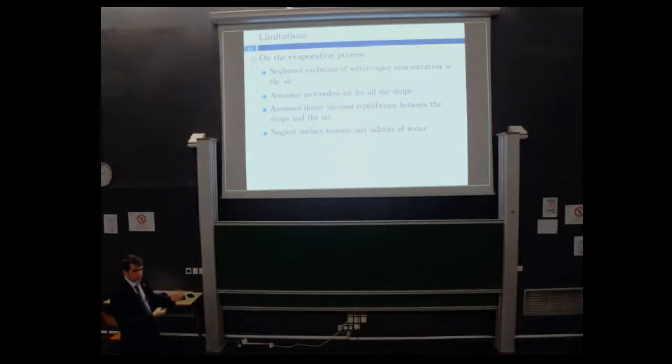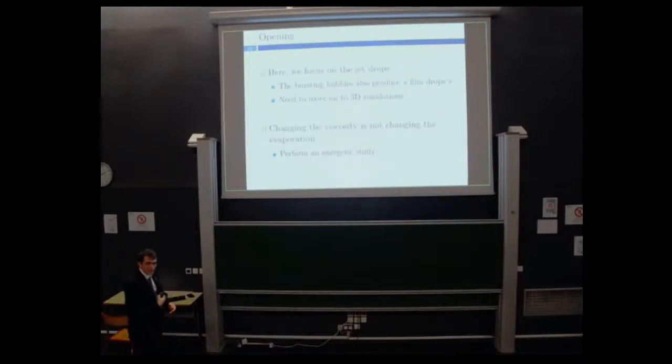Then, another assumption: we assumed a direct thermal equilibrium between the air and the droplet. We assume that the droplet will directly evaporate at thermal equilibrium. This is not quite true, there is some cool-down process due to the evaporation. There is a transient time, which may limit the evaporation process. And last, we also neglect the surface tension and the salinity of water in our evaporation model.